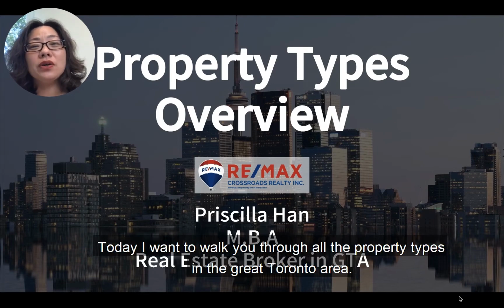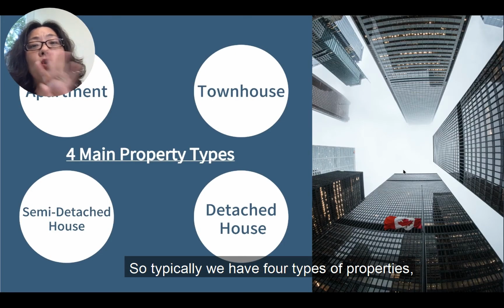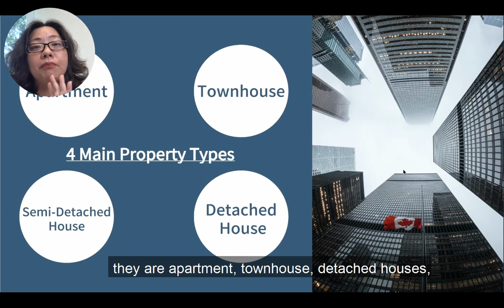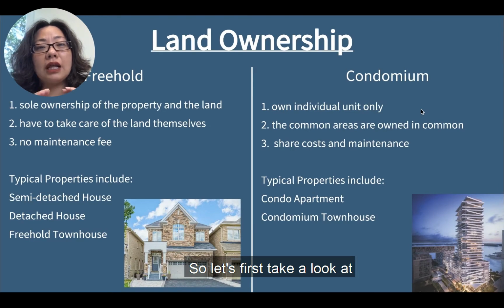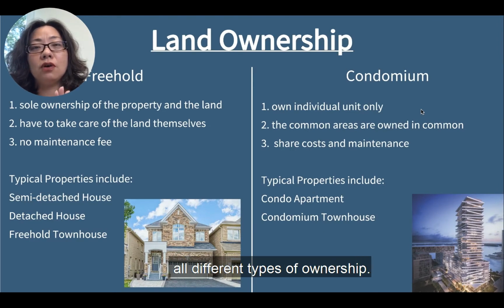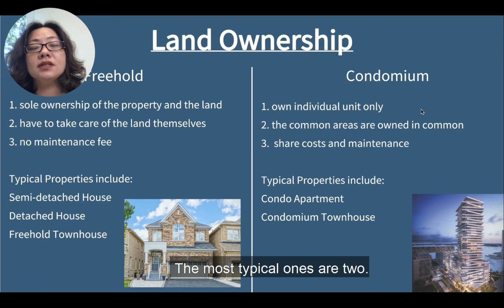Today, I want to walk you through all the property types in the Greater Toronto Area. So typically, we have four types of properties. They are apartment, townhouse, detached houses, and semi-detached. So let's first take a look at all the different types of ownership. The most typical ones are two. The first one is freehold.